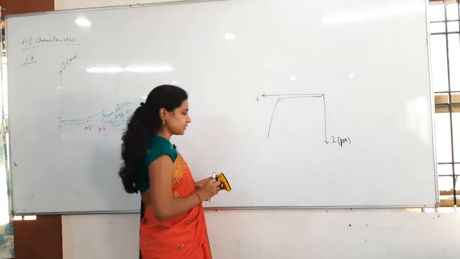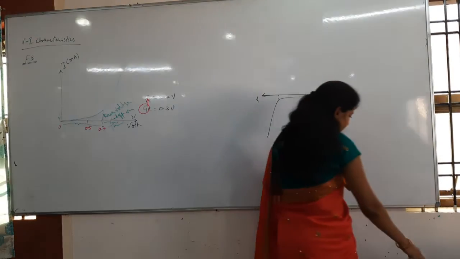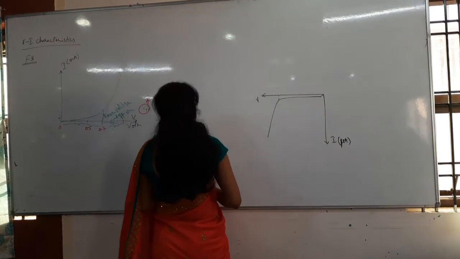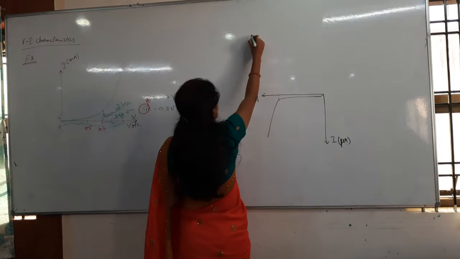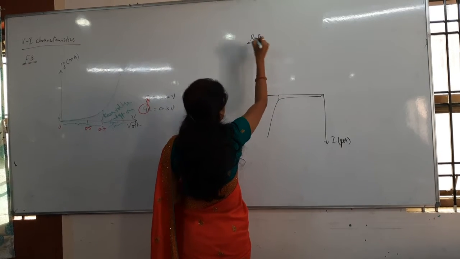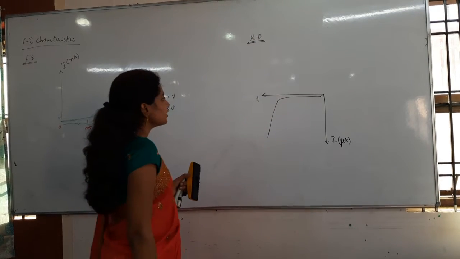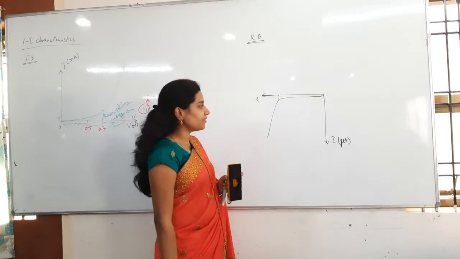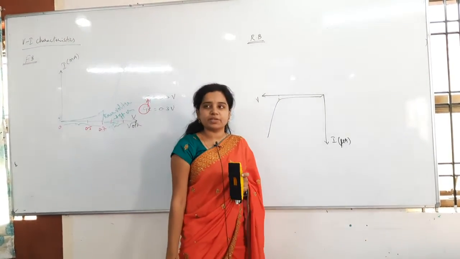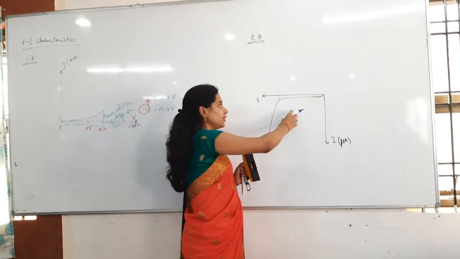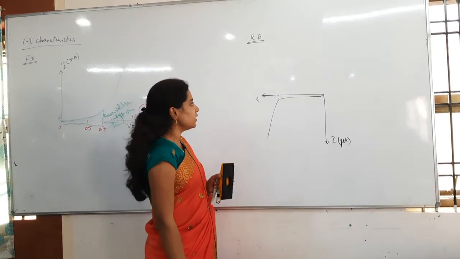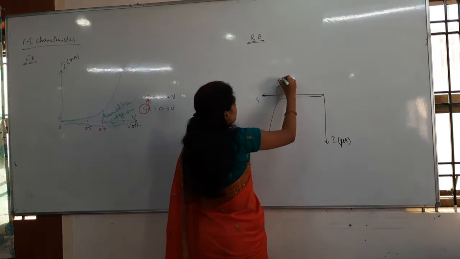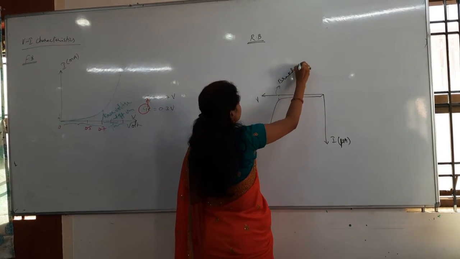Next, reverse bias. See here, I have taken reverse current. Always the current will be reverse current, so I have drawn it on the negative axis. Now here in the reverse bias, we will have one voltage known as the breakdown voltage.